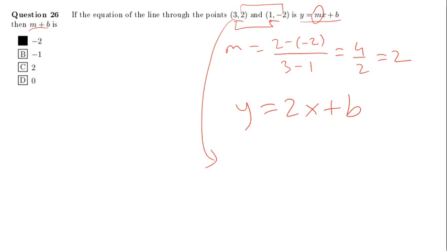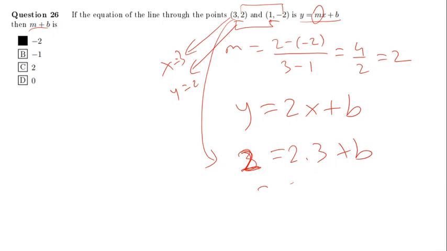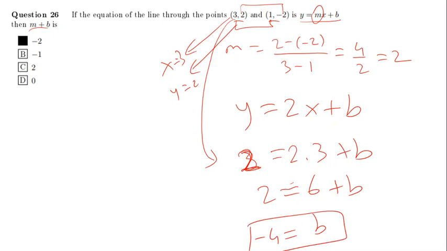We can put this 2 here, and we can get it 3. No, this is 2, sorry. This is x is 3, and y is 2. You put it here. It will be 2 times 3 plus b. So 2 is equal to 6 plus b, and b should be equal to -4. Now, b is -4, and m is 2. So m plus b is 2 plus -4, which is -2.